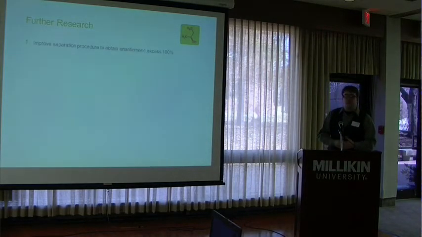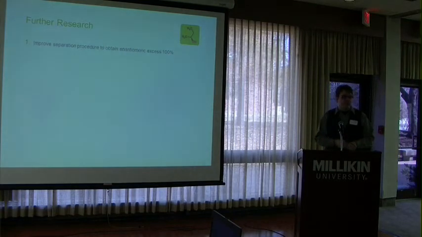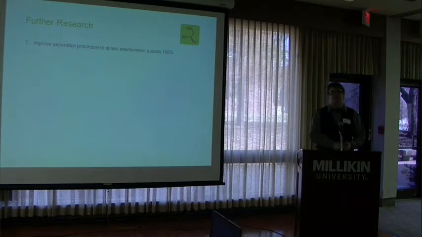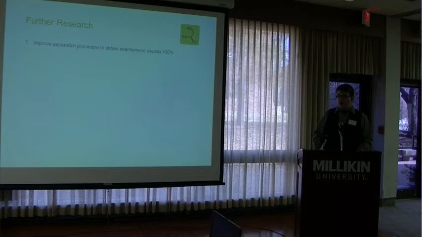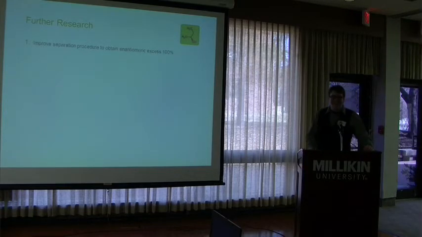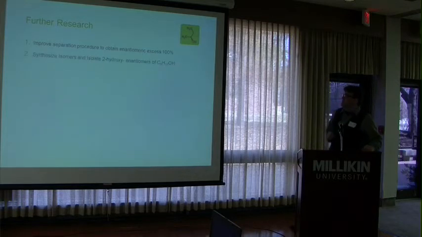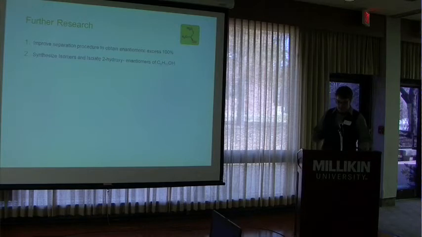So moving forward, the first thing we're going to need to do is improve that separation process so we can obtain an enantiomeric excess of 100% and see that we know our separation process works and we can isolate one of the enantiomers of the 6-carbon compounds that we plan to synthesize. Actually, I'm sorry, we purchased them with our grant money. So this is inaccurate, sorry. Purchase the isomers of, and isolate the 2-hydroxy enantiomers of the 6-carbon compound, which we'll see here.